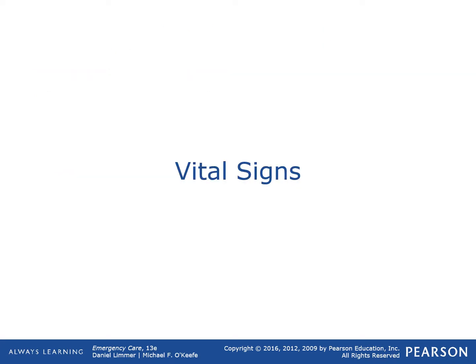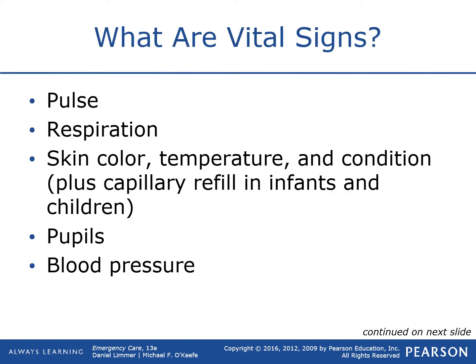So moving on into our actual vital signs. The vital signs that we want to obtain on every single patient are our pulse, our respiration, your skin color, temperature, and condition, your pupils, and your blood pressure. These are things that we should be obtaining on every single patient for vital signs.